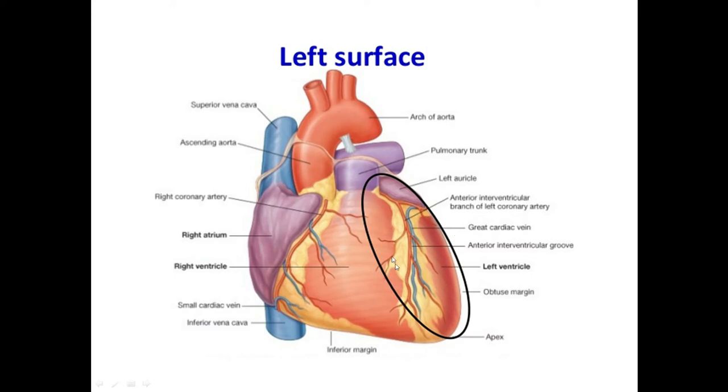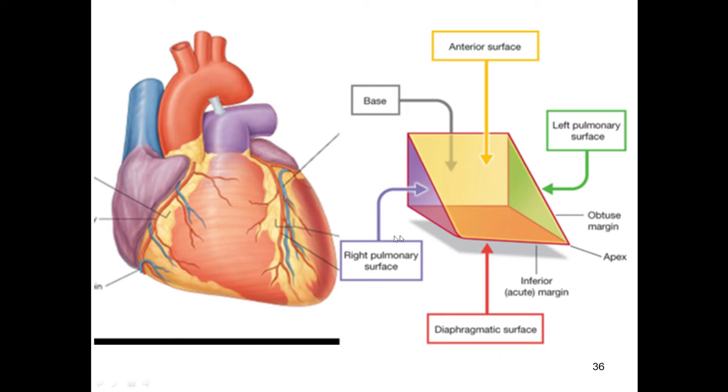So here lies the left surface. The left surface is formed mostly by the left ventricle and at the upper end by the left auricle. So just imagine this is the heart. What are the various surfaces? Anterior surface, posterior to that would be the posterior surface or the base, right surface, left surface, and the inferior or the diaphragmatic surface of the heart. I hope the surfaces are clear to you.